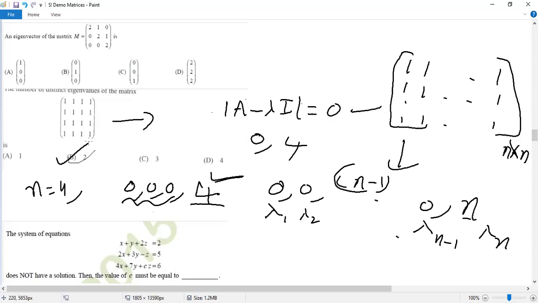In order to answer this question, we need to first know the shortcut and apply it. All ones are there means apply the shortcut. How many 0 eigenvalues will be there? n minus 1 zeros. The nth eigenvalue will be equal to the order of the matrix. So there will be 3 zeros and the 4th eigenvalue is 4. Non-zero means 1.